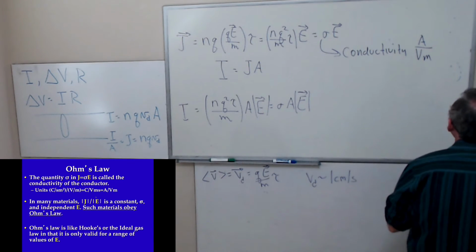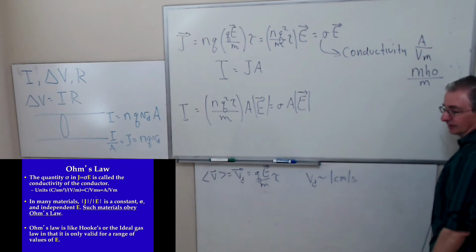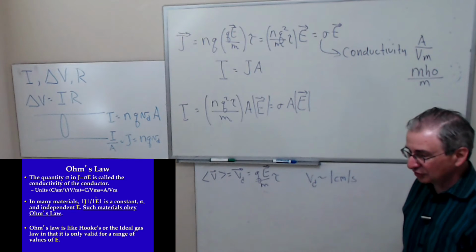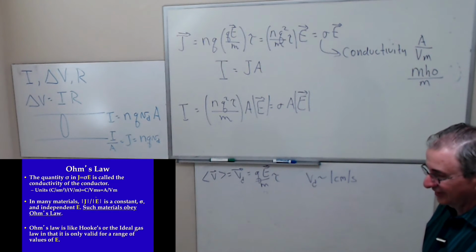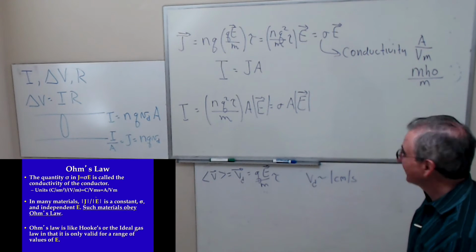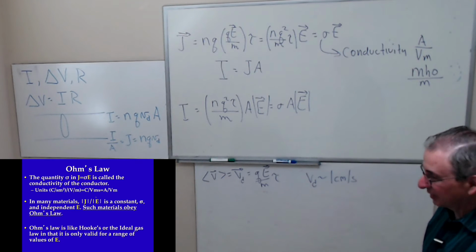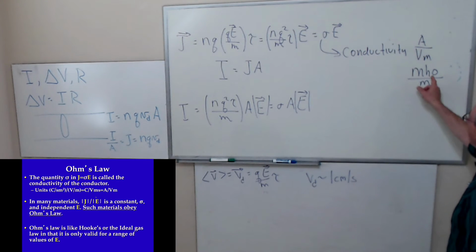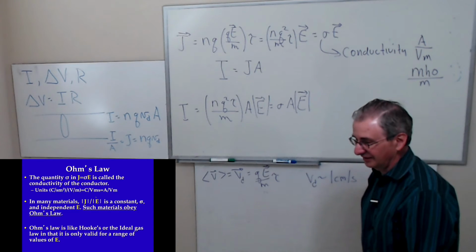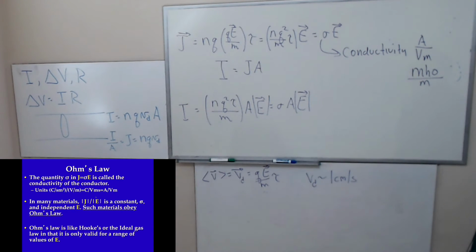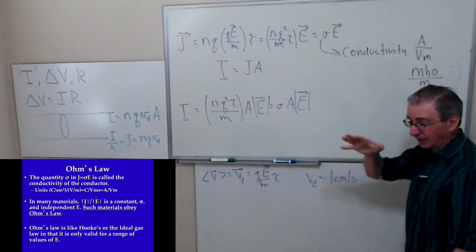Another unit is the mho per meter. What is mho spelled backwards? Is it 1/resistivity? Yeah, it's basically 1/resistivity. It's related to the resistivity. That's why they wrote the word ohm backwards for the units. So this is 1/resistivity, which I haven't gotten to yet, but I will.